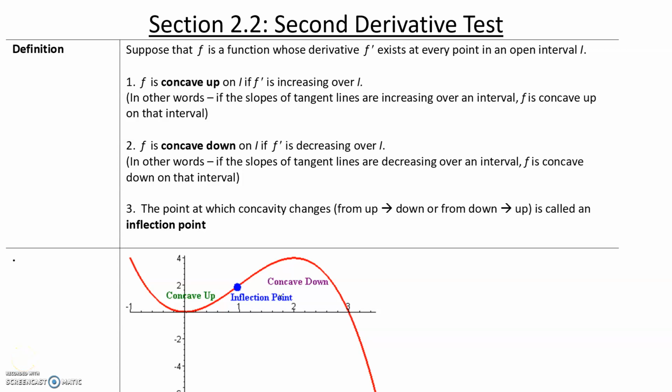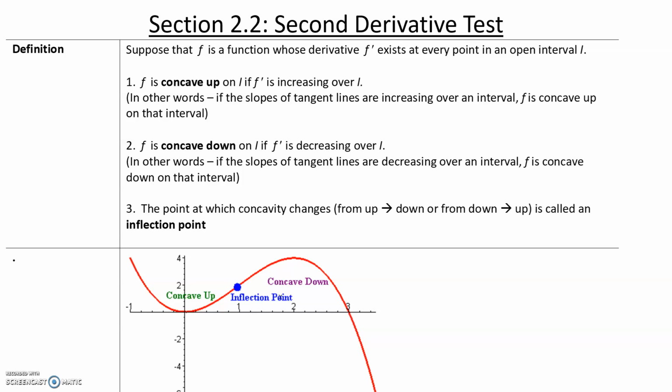In section 2.1, we talked about the first derivative test, which allowed us to see when a function was increasing, when a function was decreasing, and to determine the local maximum and the local minimum. In this section, we will talk about the second derivative test.